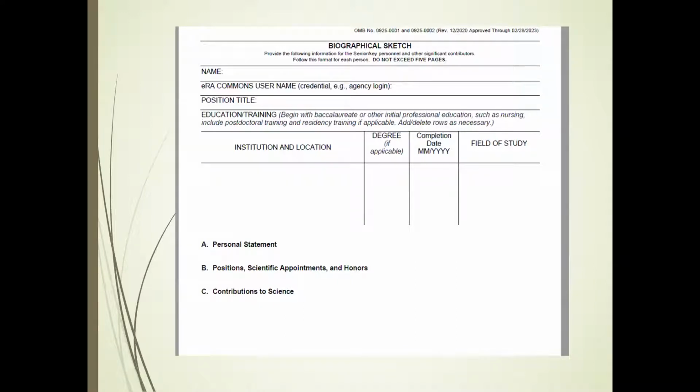After January the 25th, you have to use the one that has no section D, and under section B, it says scientific appointments included with positions and honors. That's how you know you have the most current form, the one that's only acceptable by NIH in January. So just make sure for now that you're using the 02/28/2023 version.